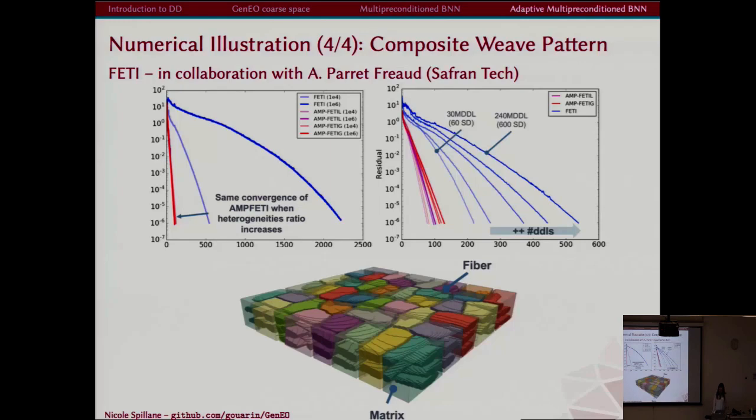Okay, so one final test that I'm just going to tell you what the conclusion of this test is. So Augustin here, what he did is for this composite material, he looked at what happens if you increase the jump in the coefficients, and if you solve with PETSc, so this is in blue, then the convergence gets a lot worse when you increase the jump in the coefficients, whereas with the new algorithms, essentially nothing much happens when you increase the jump, and then this is another weak scalability test.